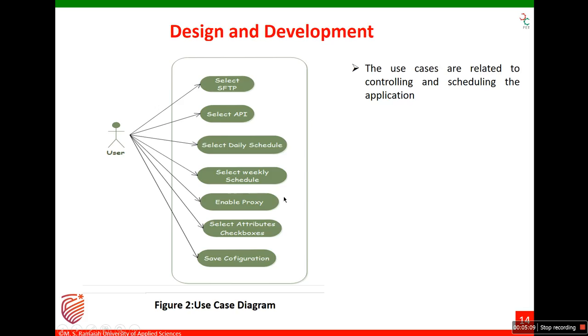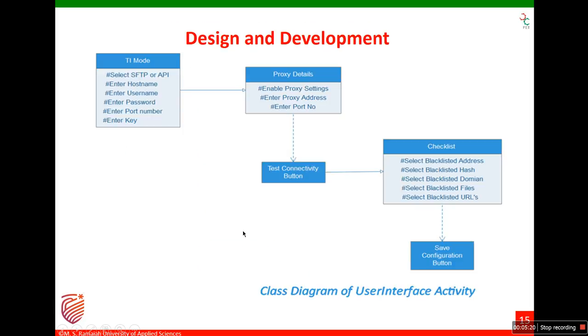Then this is the use case diagram of the UI. Select SFTP, select API, select daily schedule. The user will select these here, and select weekly schedule, and enable proxy, enable attributes checkboxes. This is a class diagram of the user interface activity. We have threat intel mode, proxy details, checklist. We have two buttons, test connectivity and save config.